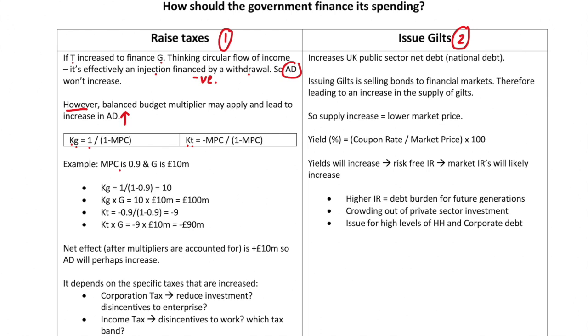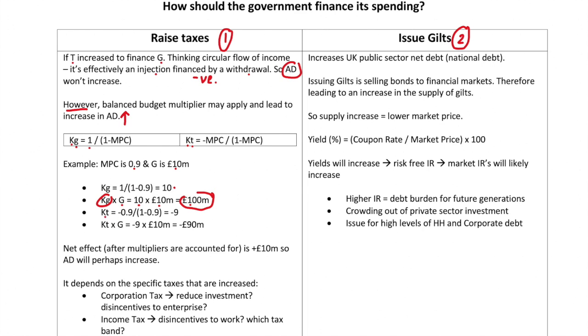Now, imagine the MPC was 0.9 and government spending was 10 million in this example. Putting the 0.9 into the multiplier formula, we come to 10. Then if we took that multiplier from government spending, 10, and multiplied it by the government spending of 10 million, 10 times 10 is 100. So we've got 100 as the overall effect of government spending, including the multiplier.